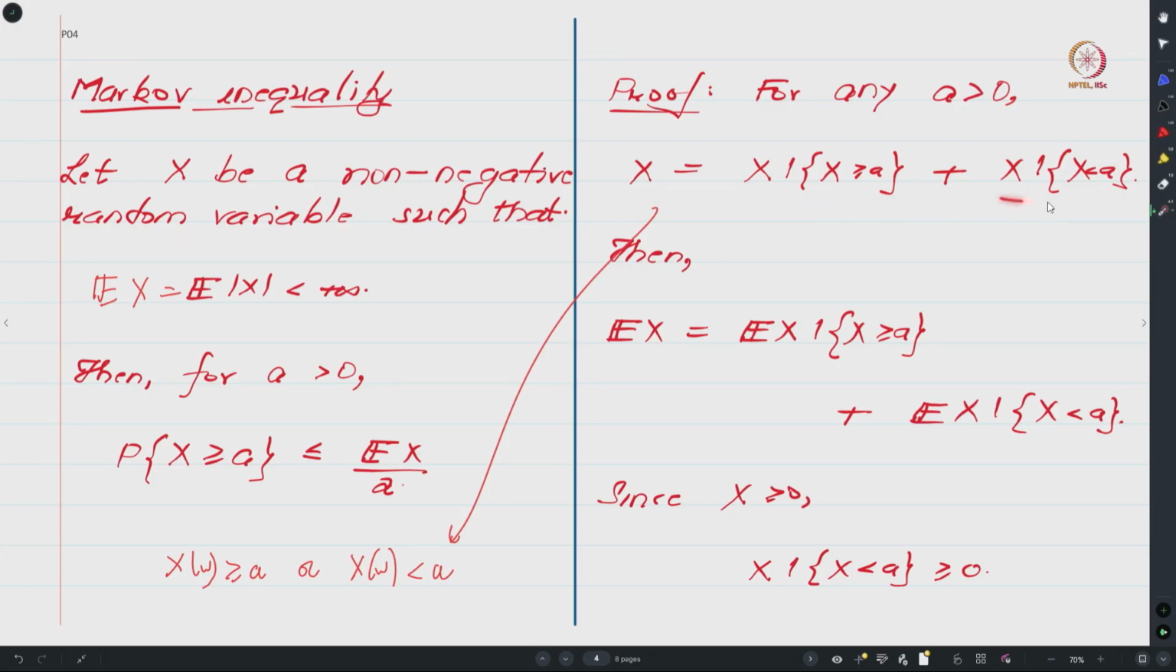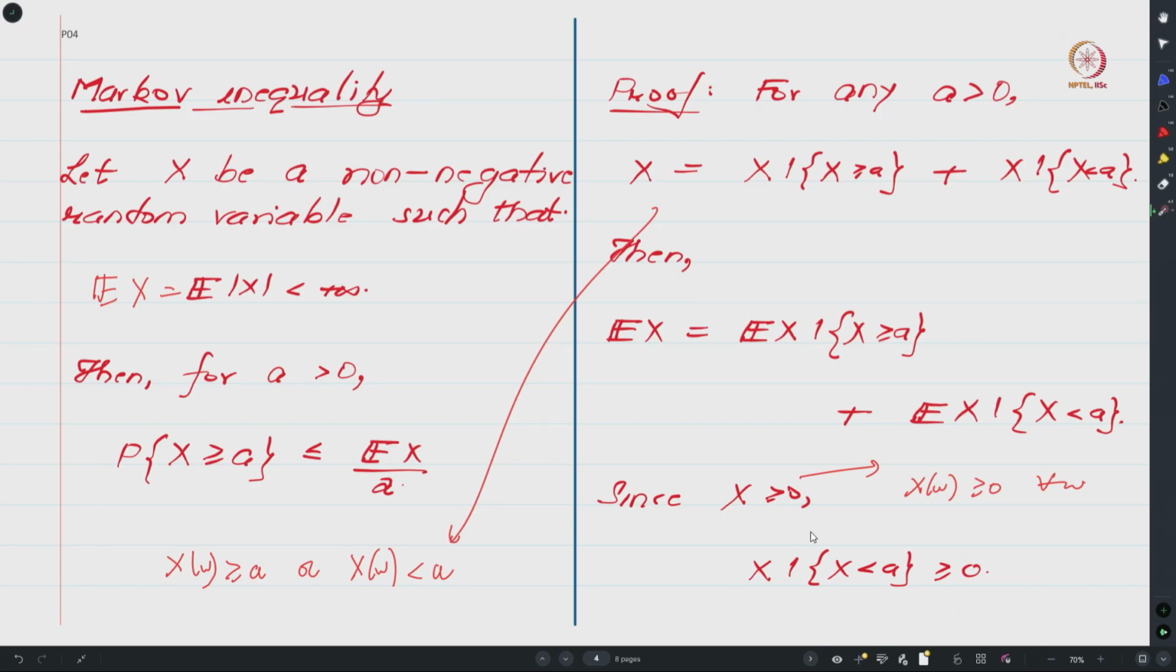Now from the linearity of expectation, since all these are non-negative random variables, and linearity of expectation holds true for non-negative random variables, one can show that the expected value of x equals the expected value of this plus the expected value of this, right. Now since x is a non-negative random variable, x of omega is greater than or equal to 0 for all omega, and hence this inequality over here holds, right.